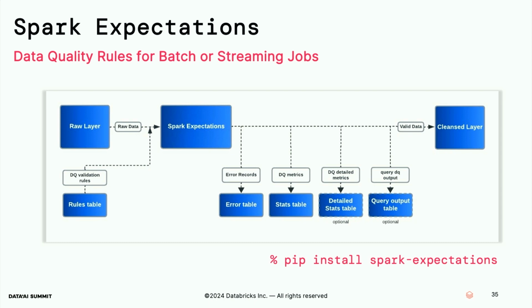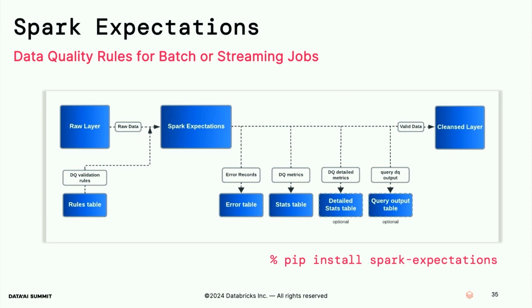And after Spark Expectations, it spits out four tables. Two are optional and two are mandatory. So one is the error table. Let's say you have a data frame of 100 records, and there are 10 records that are not agreeing to your rules, and you want to drop those records. Then those records will be captured in the error table, where you will be able to go and see the data and see why they have failed.